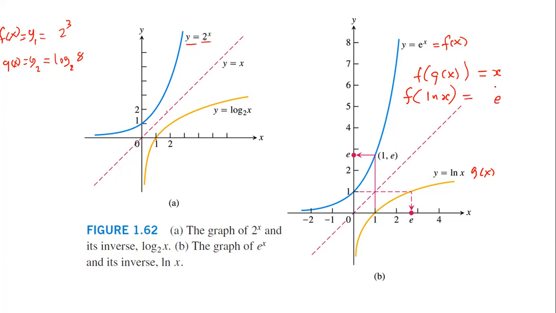e to the ln x, right? e and ln, they cancel each other. You get x. Okay? e and ln will cancel each other. You get x. Right? Everybody?